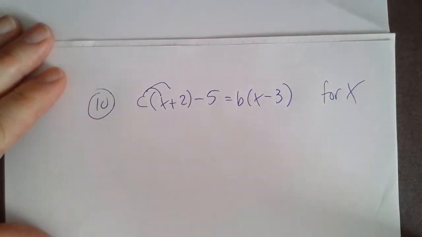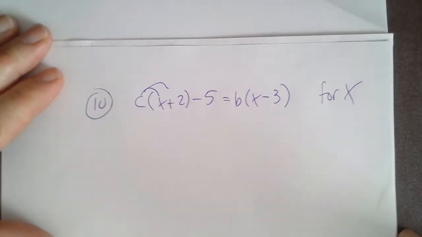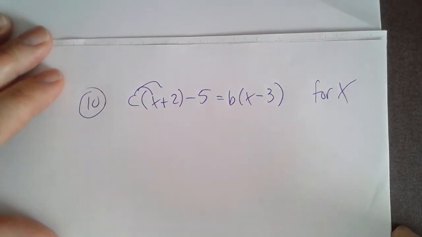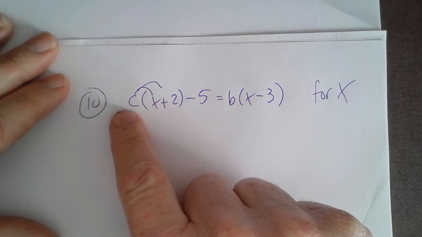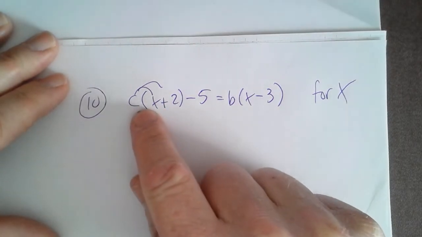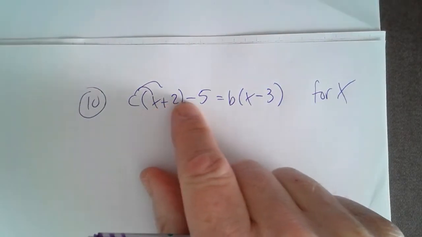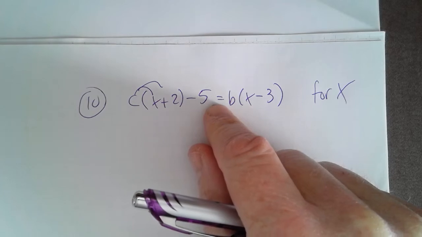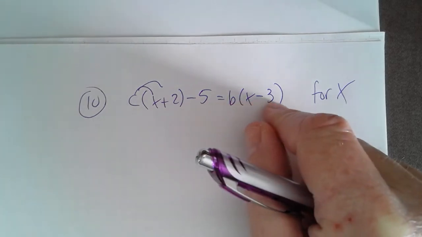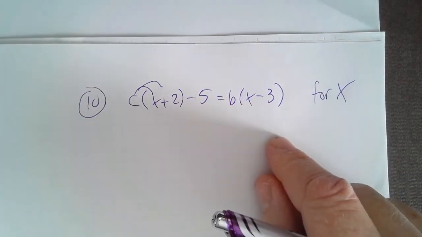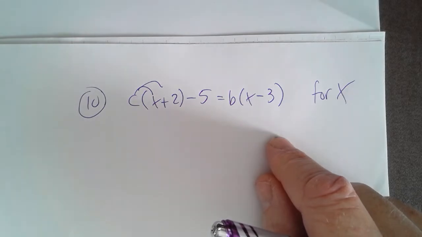Okay, number 10. That was 9. So here's number 10. I wrote this one down: c times the quantity x plus 2, minus 5, is equal to b times the quantity x minus 3. Solve for x. And I paused the video and restarted it, so I might have skipped over something. If it was kind of weird there for a second, oops.